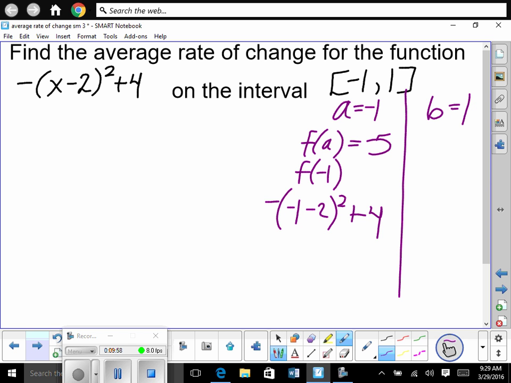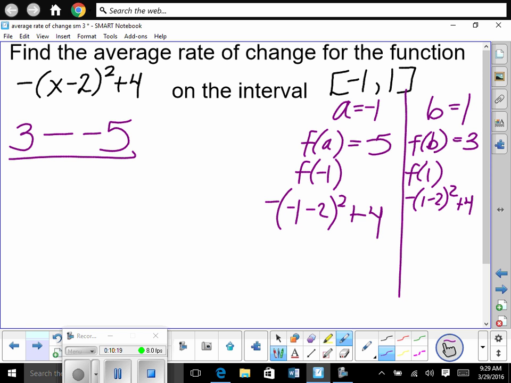Then f of b means our function at b, which means our function at 1. So we'll have -1 minus 2 squared plus 4. What do we get? 3. Correct. So now we'll do f of b, which is 3, minus f of a, which is -5. Don't mess up on negatives, because a lot of people will say 3 minus 5. Make sure you write 3 minus, then look at f of a, which was -5, all over b, which is 1, minus a, -1. You can make a lot of errors with this, but you guys are in secondary 3, so I expect you not to. On top we get an 8, on bottom we get a 2, so that's 4.